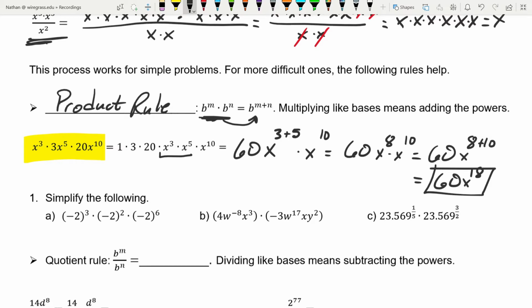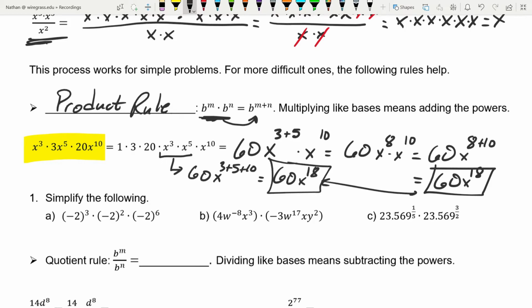In the very beginning, I would just look at this and say, well, this has to be 60x to the 3 plus 5 plus 10, which is 60x to the 18. That's really kind of how you should be doing this. Everything that's like bases that are multiplying, just add all the exponents together. Go ahead and try out number 1.